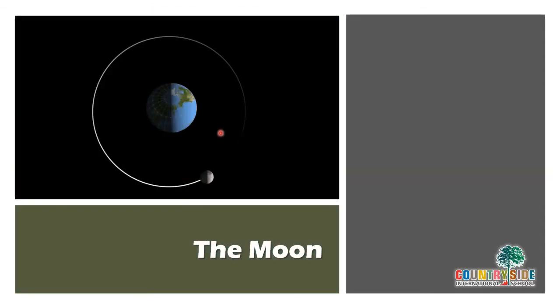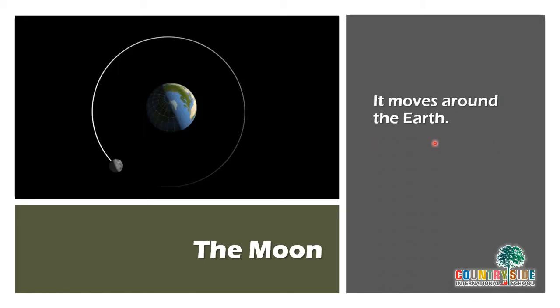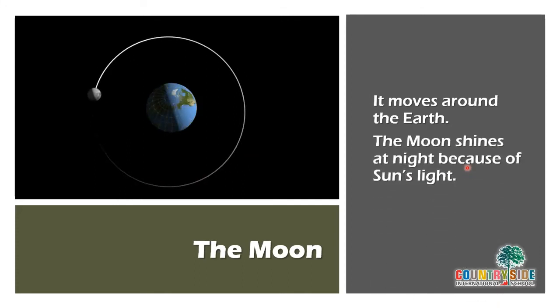And can you see this? Earth in the center, and what is the moon doing here around earth? Yes, you are correct. It moves around the earth. We live on earth and around our planet, the moon moves around it. The moon shines at night because of the sun's light. Yes, you can see the moon shining, but the sun gives its light to the moon.